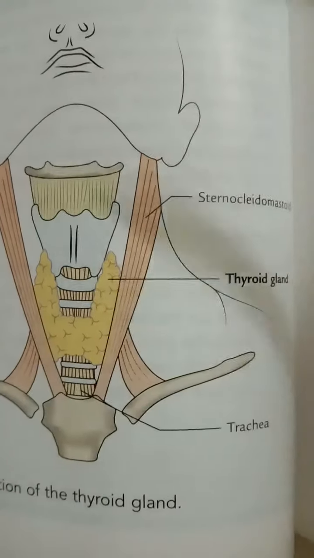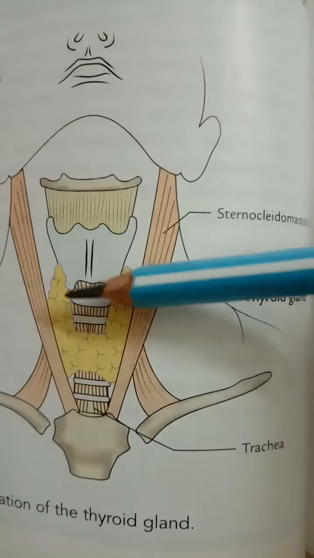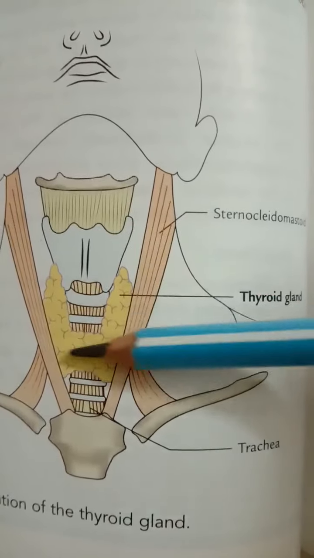Then the functions done by the thyroid gland. It regulates and maintains the basal metabolic rate in the body. Second function, it stimulates the psychosomatic growth of the body, and the third and important function, it plays an important role in calcium metabolism. So let's see the details of the thyroid gland. Then the location of the thyroid gland. So here you can see the thyroid gland.